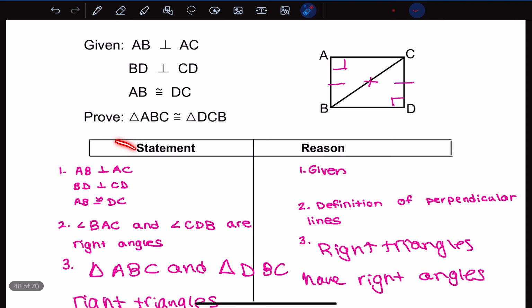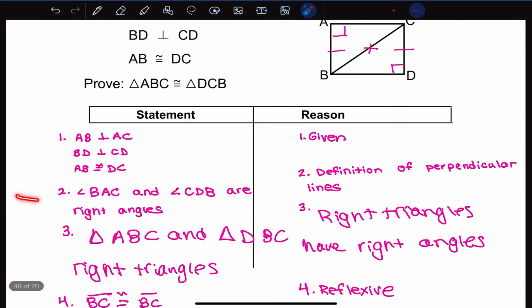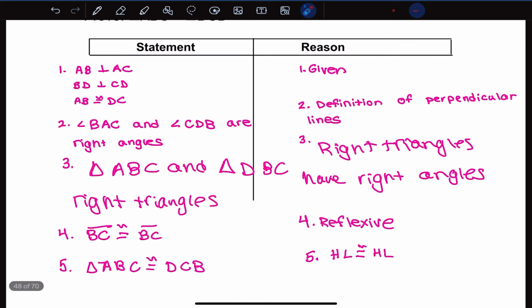So first, of course, we write our given statements. I then clarify that there are right angles based off of the definition of perpendicular lines. Because of this, I know that there are right triangles. So this allows me to use the hypotenuse leg theorem. You kind of have to go over that hurdle before you can use hypotenuse leg.